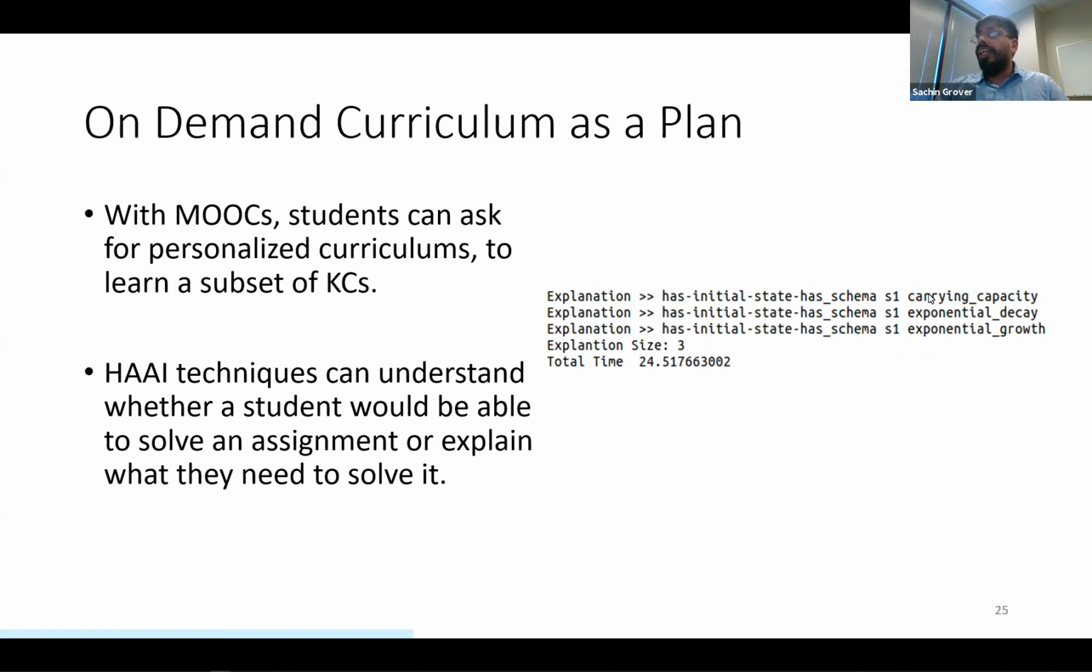For example, in this case, we are finding that student 1 needs to understand these three knowledge concepts to complete the assignment. And it took some time to find it, because this was model space search.